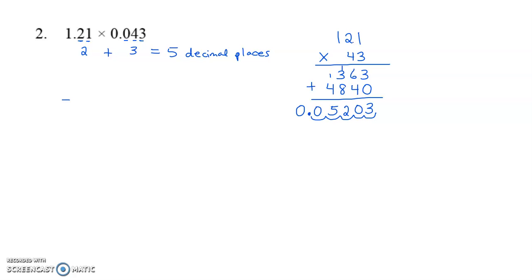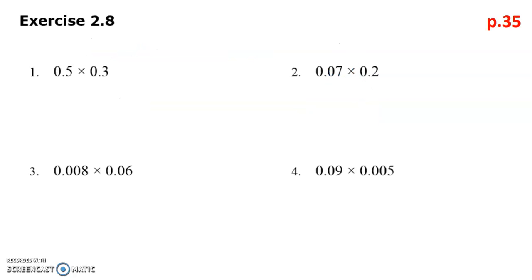So 1.21 times 0.043 results in 0.05203. I will work through the first exercise questions so you can try them, pause the video, and then check the solution if you like. Number 1, 2, 3, and 4, we're not going to do any estimating. We're going to simply count decimals, multiply, and determine our answer.